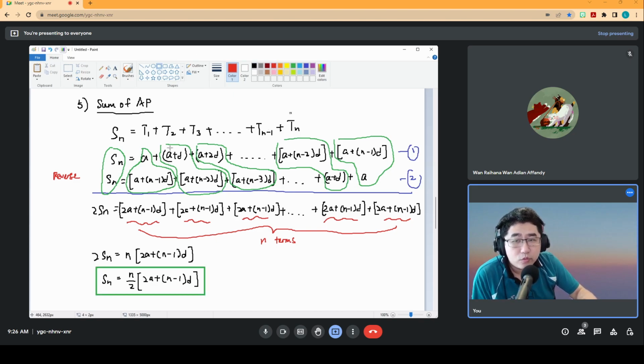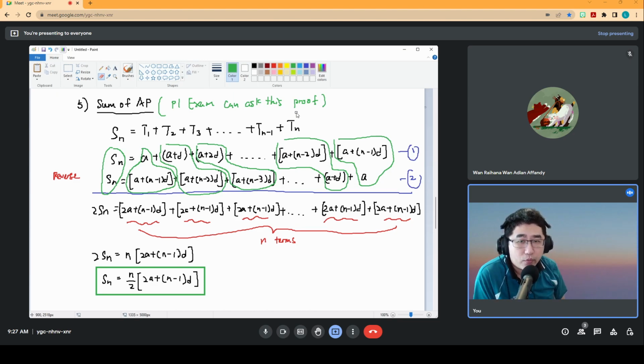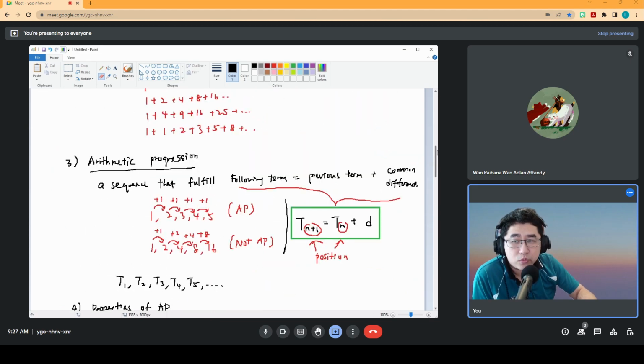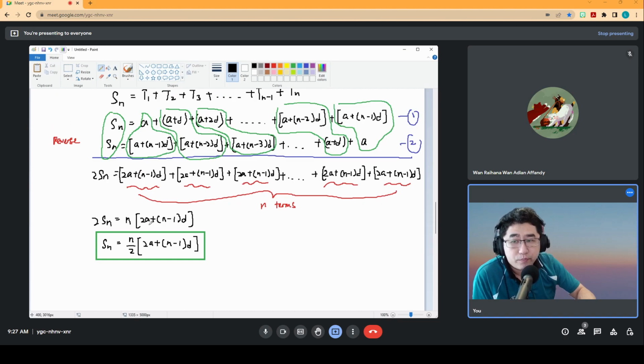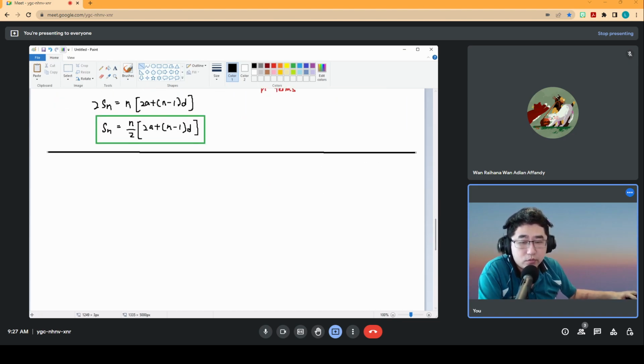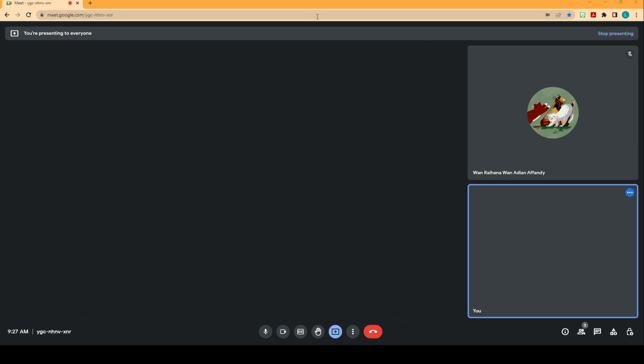You may wonder, why do I write it like this? Because during exam, the P1 exam can ask for proof. They ask you to demonstrate the proof, which means you are required to demonstrate exactly the same thing as what I presented here. So this is the summation formula. Now let's look at an example first.